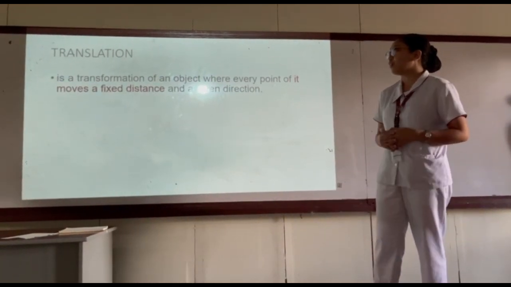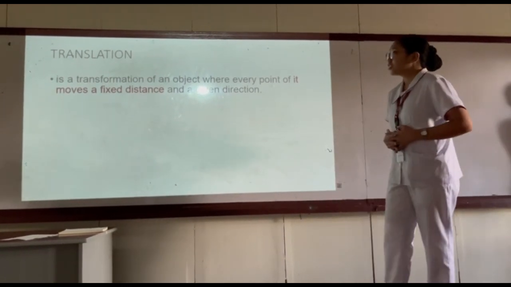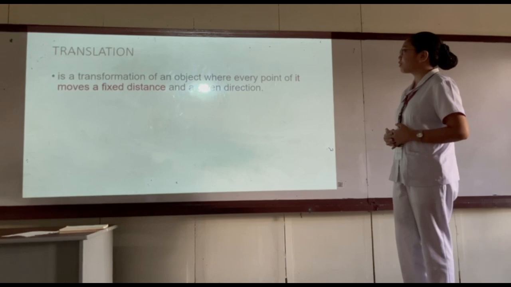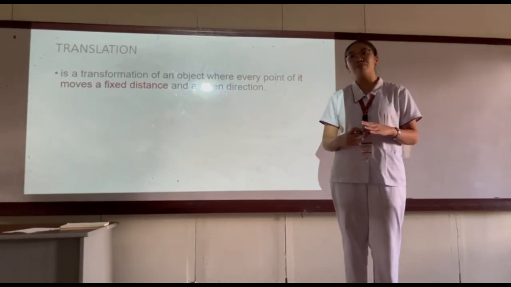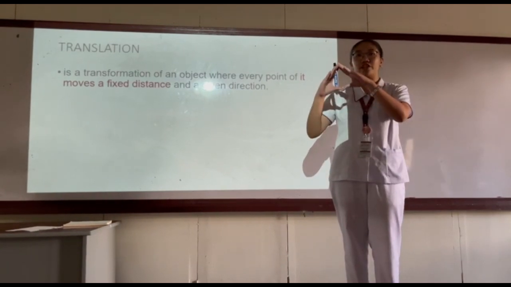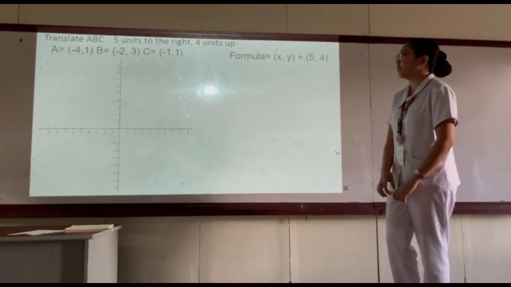The first type of geometric transformation is called translation. Translation of an object is where every point of it moves a fixed distance. Basically, you're just going to move the object to another area. Here's an example of it.